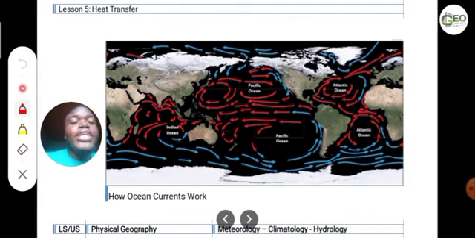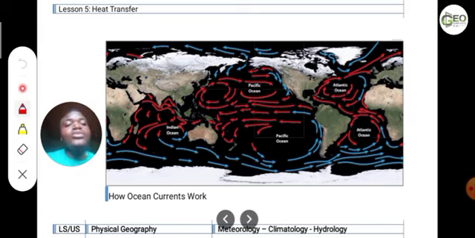Basically, we have two kinds of currents, like we've said before. We have the warm ocean currents, which are represented here in red with red arrows, and then we have the cold ocean currents represented here with the blue arrows.